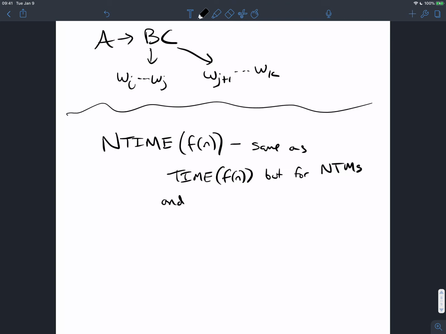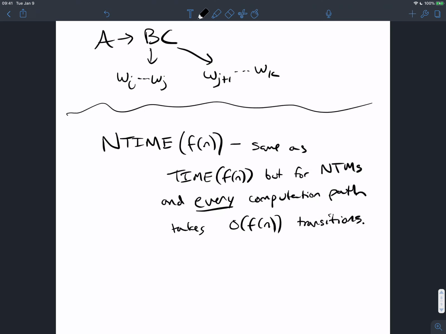Because we saw this issue when we talked about recognizable versus decidable languages, when we tried to simulate non-deterministic versus deterministic. We tried to simulate the non-deterministic machine by looking at one transition, two transitions via the breadth-first search strategy. So what we're going to insist here is that every computation path that you could ever take takes at most O of f of n transitions, or steps. But the notion is exactly the same, just for non-deterministic.